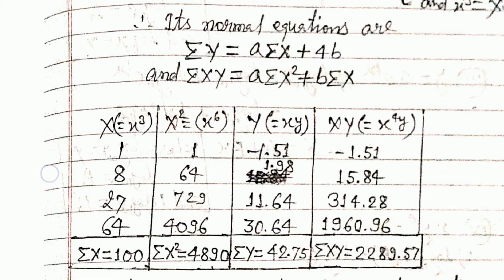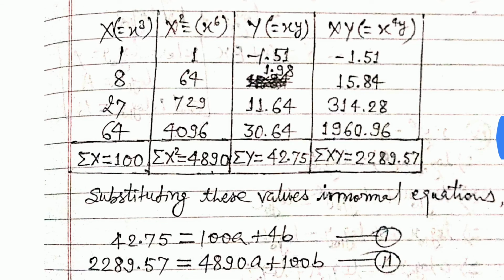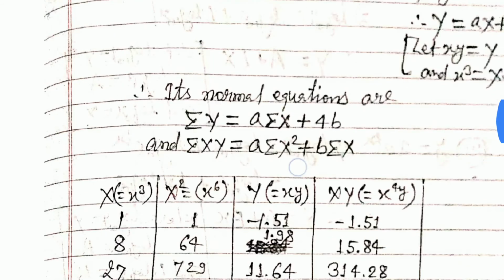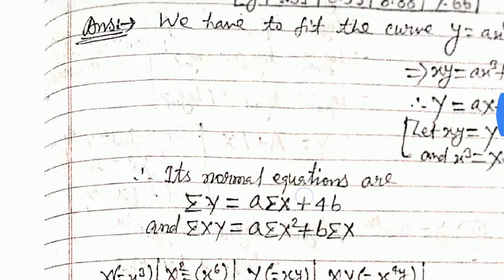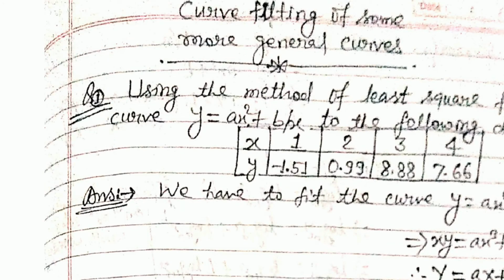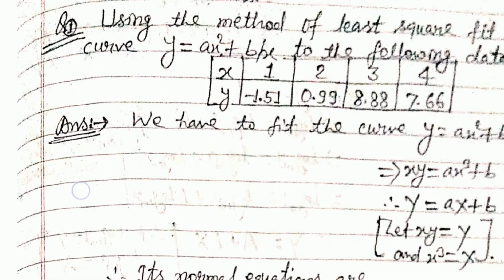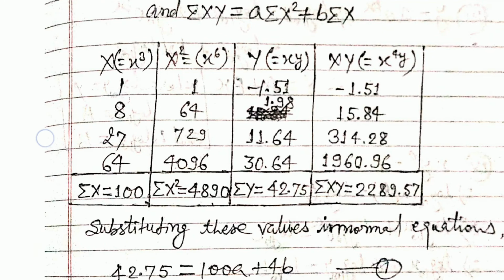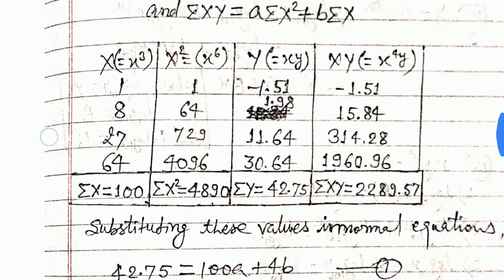Then in these columns we find all these values, because we already have x and y given. We substitute these values in these columns: x, x cube, x to the power 6, xy, x to the power 4 into y, and then we find these values.